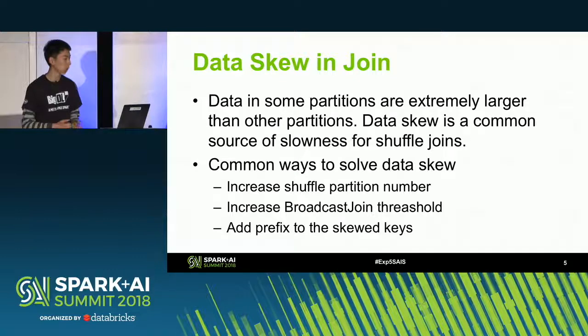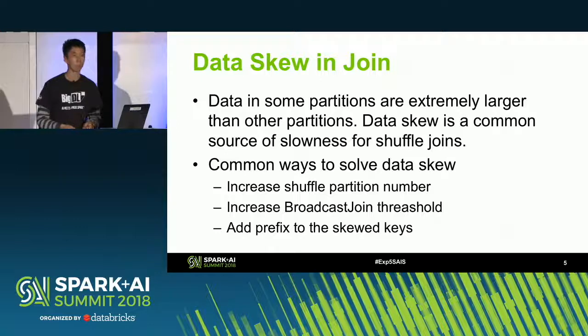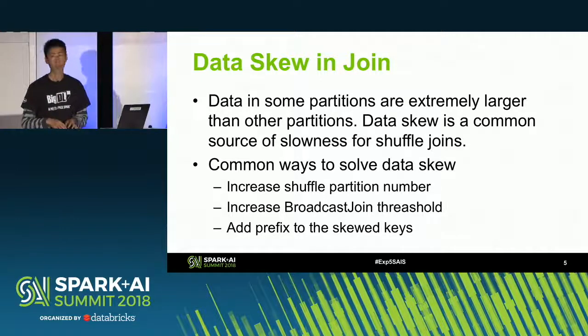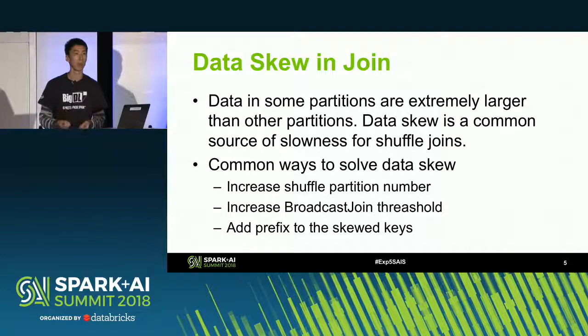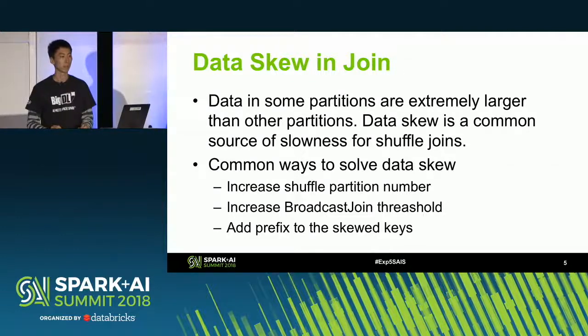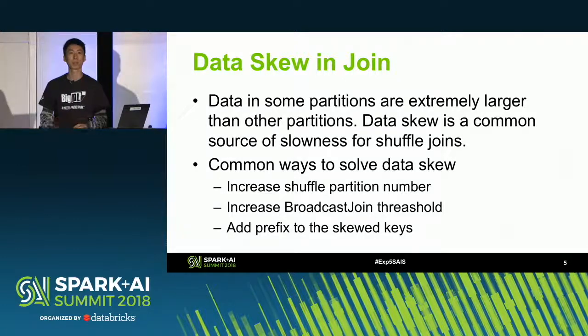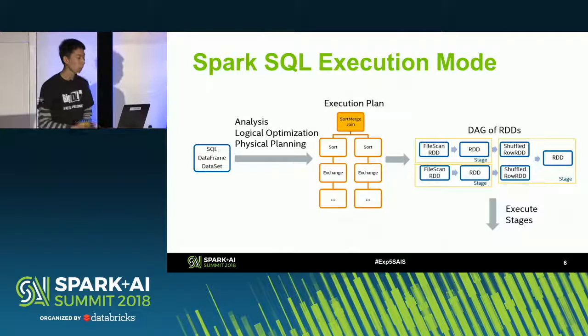You may try to increase the shuffle partition number or increase the broadcast join threshold, but this only works in very limited situations. Also, you can try to add a prefix to the skewed keys and handle that manually. Again, this involves a lot of manual effort. So in adaptive execution, our idea is to detect the skewed partition at runtime and then handle that automatically for you.